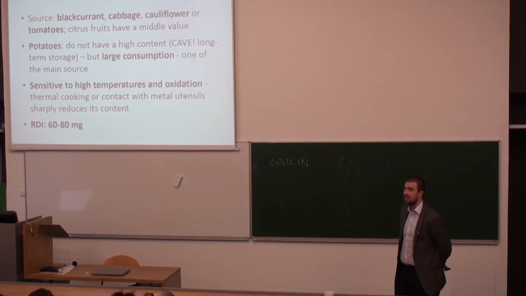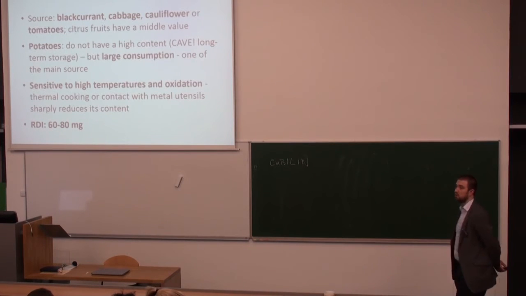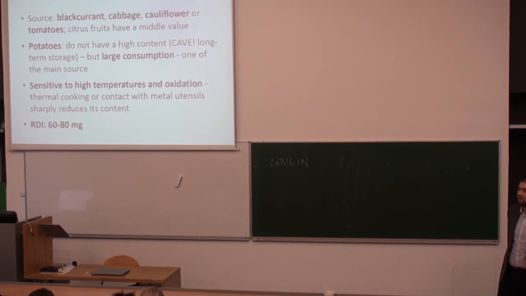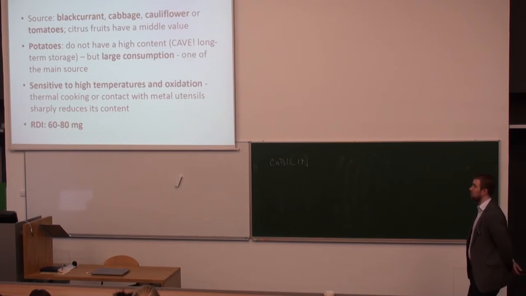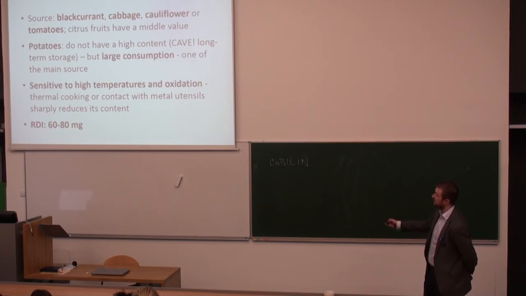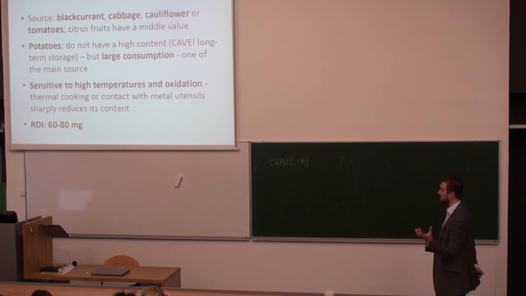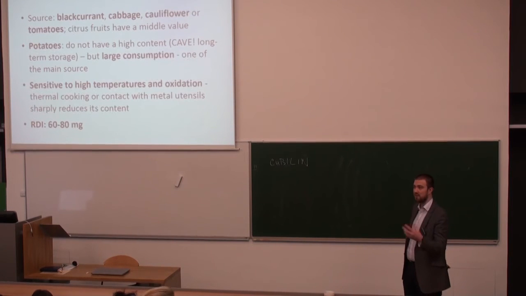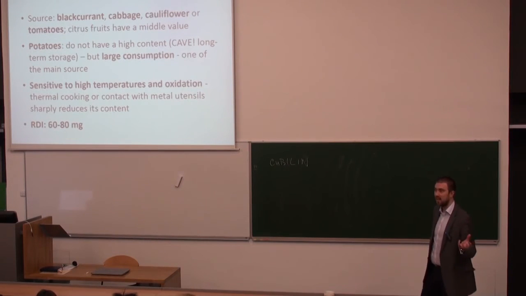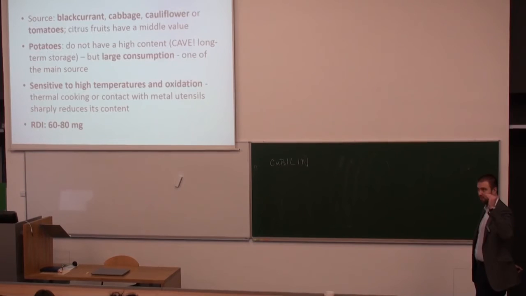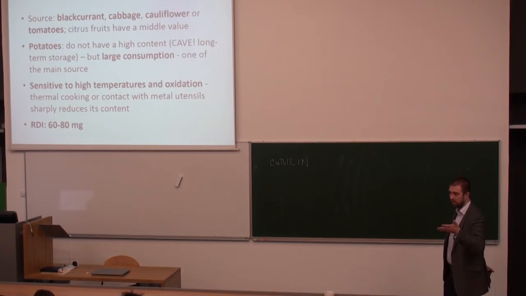Where you can find it: inside food, typically in fruit and vegetables. So we have it in cabbage, cauliflower, blackcurrant, tomatoes. Citrus fruit have some amount, but not so big an amount. You know, if we say vitamin C, all people see lemon, orange, grapefruit, but that's not at the top. But still the amount there is quite big.